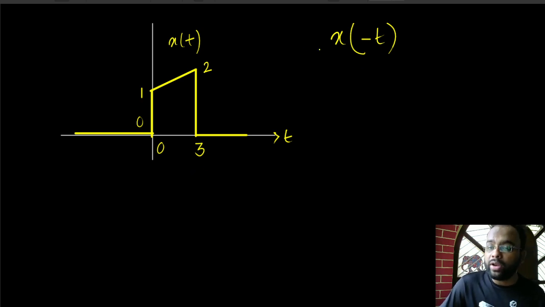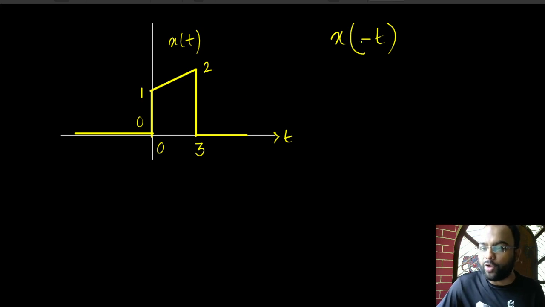If you recall, a minus sign outside would result in a flipping about the horizontal axis. Now we have a minus sign on the time. So for example, about the history of x(t): before t equal to 0, the signal was 0. At t equal to 0, it jumped to a value of 1. Then it gradually rose up to 2, up until t equal to 3, and then it dropped down to 0 and stayed at 0.